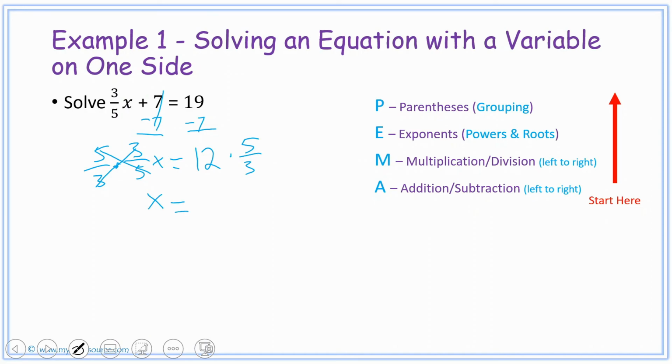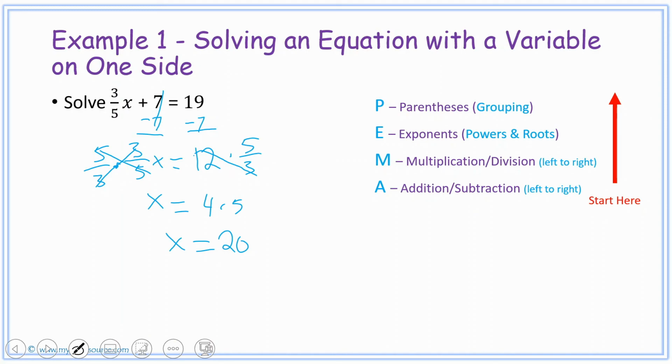Over here, hopefully you remember cross cancellation. You can either say 12 times 5 is 60 and then divide it by 3, or you can cross cancel, noticing that these have common factors. So 12 divided by 3 is simply 4, and you still have that 5 there, and that's a multiplication there. So 4 times 5 is going to give us 20, and that is our final answer.